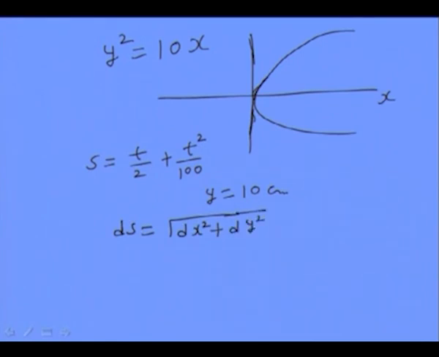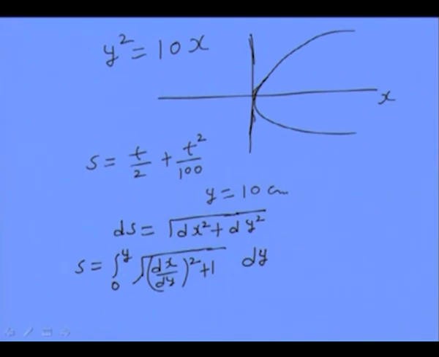Now we can write s is equal to integral from 0 to y of under root (dx by dy) square plus 1, into dy. That is the expression for s.